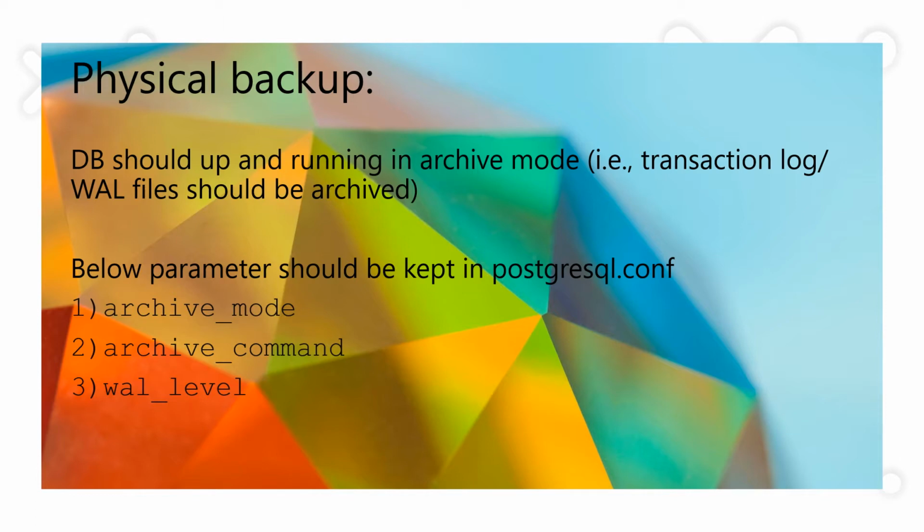In PostgreSQL DB version 9.5 and before, the value should be archive, whereas from 9.6 and above the parameter should be replica. There are so many third-party utilities available in order to take physical backup. For example, Barman, pg-rman, omniPITR. As I said, I am going to use Barman for physical backup.